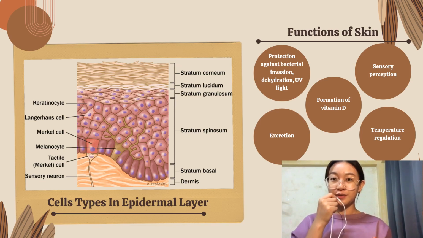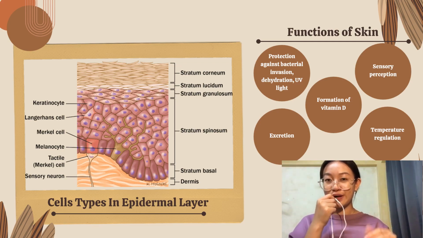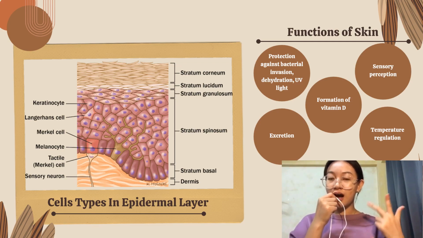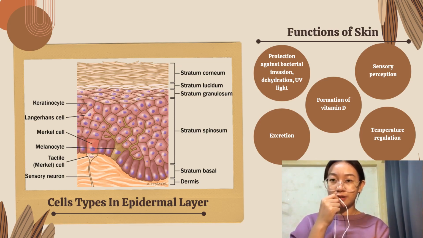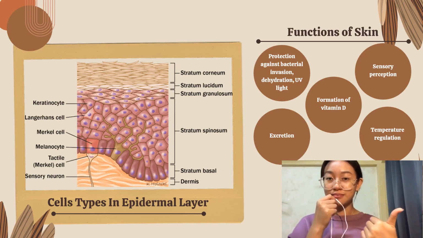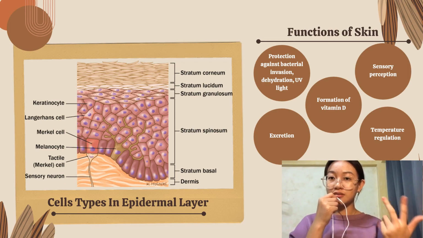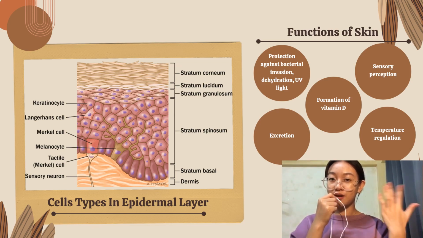So first, what is the anatomy of skin? Skin basically consists of three layers, which are epidermis, dermis, hypodermis. Epidermis is the top outer layer that breaks down into 5 layers, starting from the bottom, stratum basale, stratum spinosum, stratum granulosum, stratum lucidum, and stratum corneum.